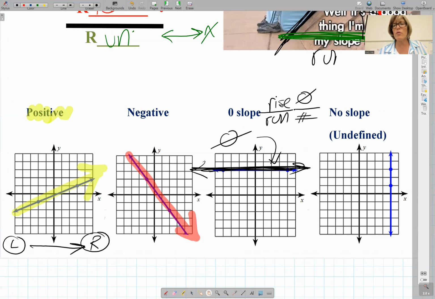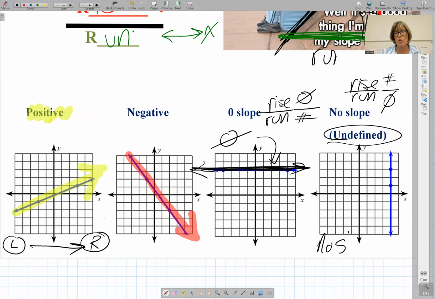Right here, rise over run. A vertical line has only rise. So there's a number there and it has no left or right motion. Because it has no left or right motion, it has a 0 in the denominator. And only God gets to divide by 0. So a number over 0, we call that undefined. This is also known as no slope. Do not mix these 2 up. 0 slope and no slope are not interchangeable.